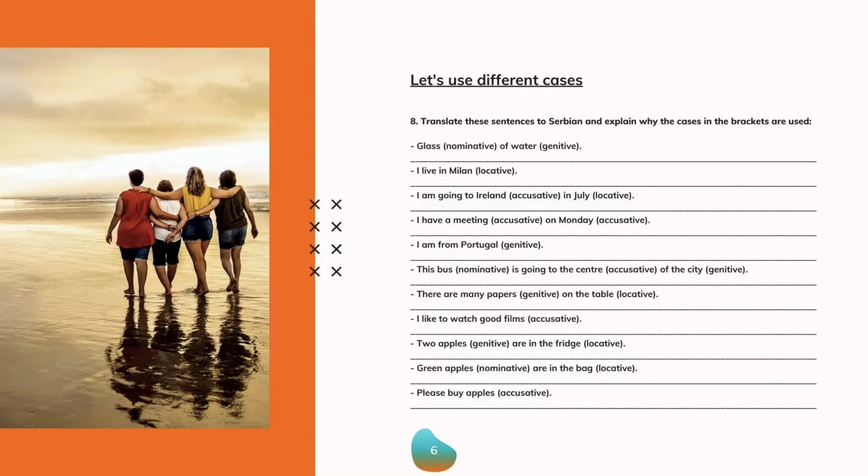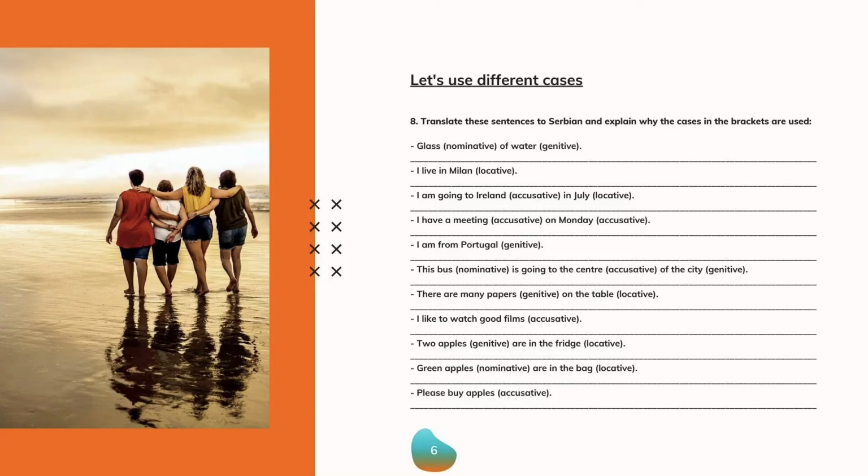Then, I have a meeting on Monday. I have a meeting. To have something is always used with accusative. And then on Monday, days of the week are also used in the accusative case. Imam sastanak u ponedeljak. Both sastanak and ponedeljak are masculine singular forms, so actually here there are no additional endings. They have the form just like in nominative singular.